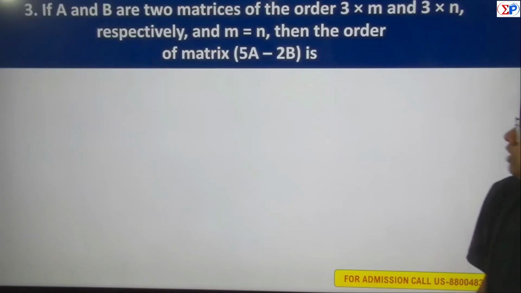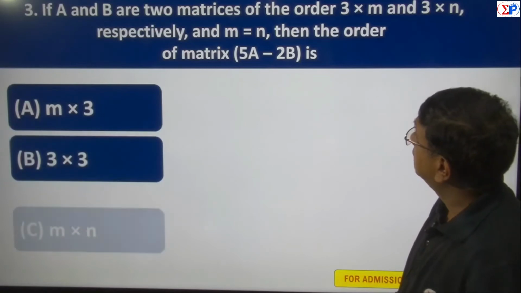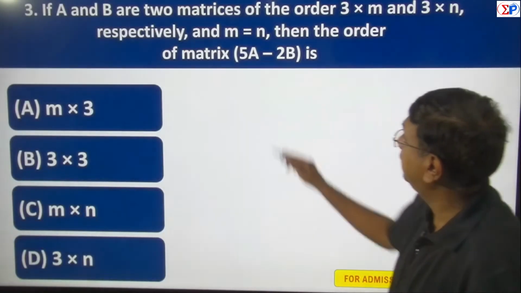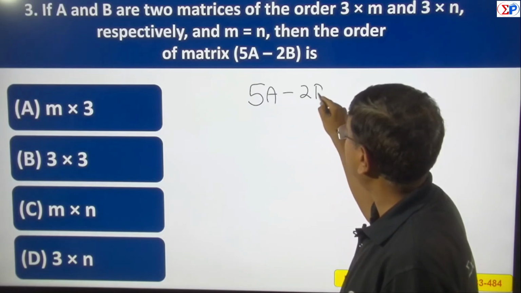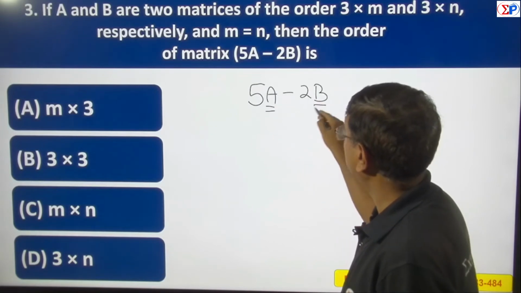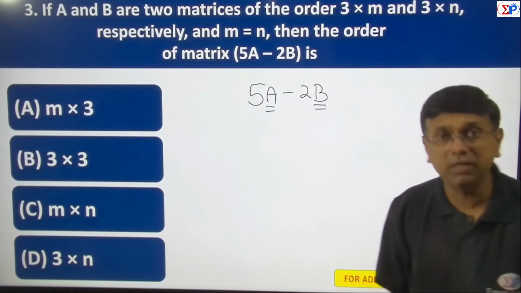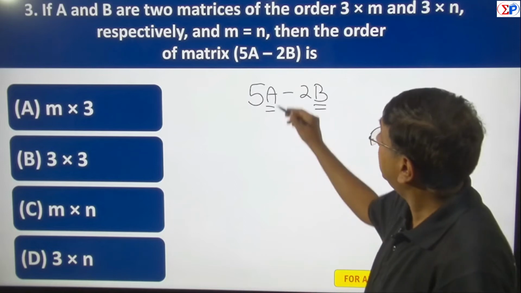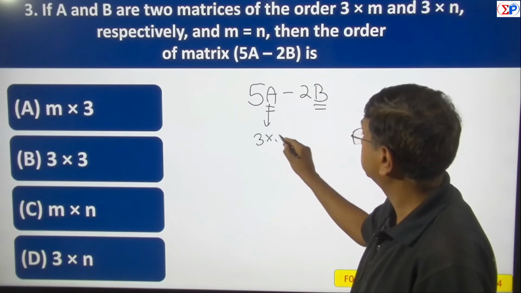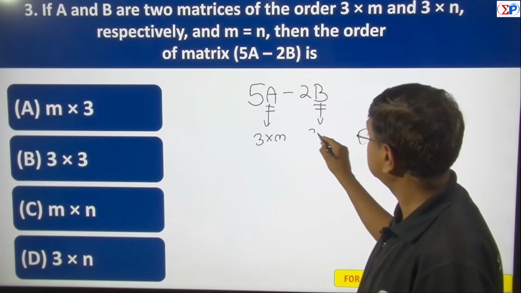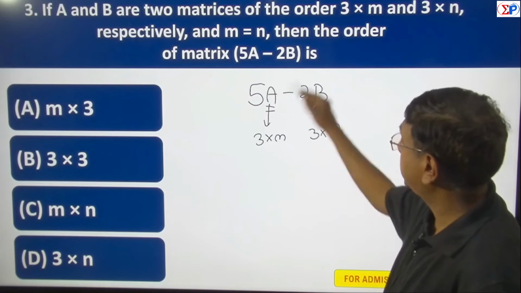If A and B are two matrices of order this and this, then the order of the matrix 5A minus 2B. अब आपको ये पता है कि जब हम सब्ट्रैक्ट या ऐड करेंगे तो ये दोनों सेम ऑर्डर के होने चाहिए, तभी हम कर सकते हैं. मल्टीप्लिकेशन है लिटिल डिफरेंट कॉन्सेप्ट, राइट? तो अगर हम इसको A का ऑर्डर 3 क्रॉस n है और इसका ऑर्डर 3 क्रॉस n है, तो इसका ऑर्डर क्या है?